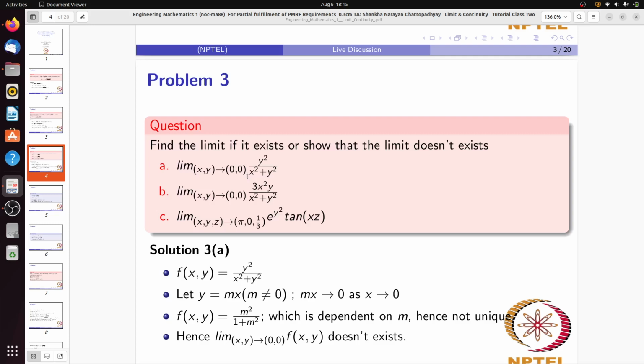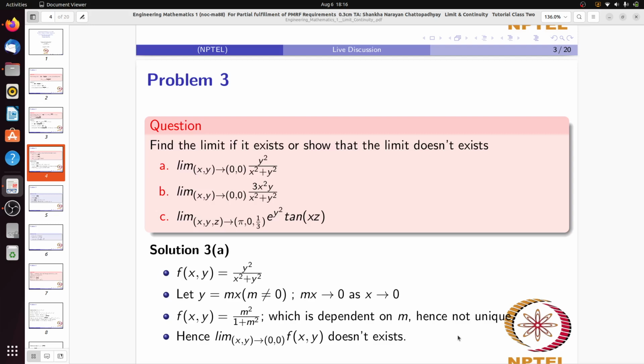So here, to show that the limit does not exist at that point, we take a path y equal to mx, where mx tends to 0 as x tends to 0. So f(x,y) equals m square by 1 plus m square, which is dependent on m, hence it is not unique. So it is violating the property of limit, because we know if the limit exists, then it must be unique.